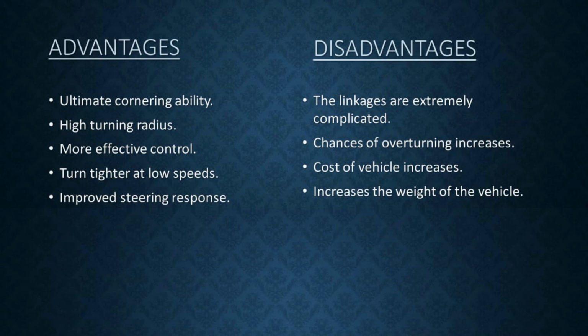Hello, myself Vipin Singh. I am going to explain the advantages and disadvantages of the Ackermann steering system. The advantages of the Ackermann steering system are: it has ultimate cornering ability, it has a high turning radius, and it has improved steering response. The disadvantages of the Ackermann steering system are: it increases the weight of the vehicle, and it also increases the cost of the vehicle. Its linkages are extremely complicated.